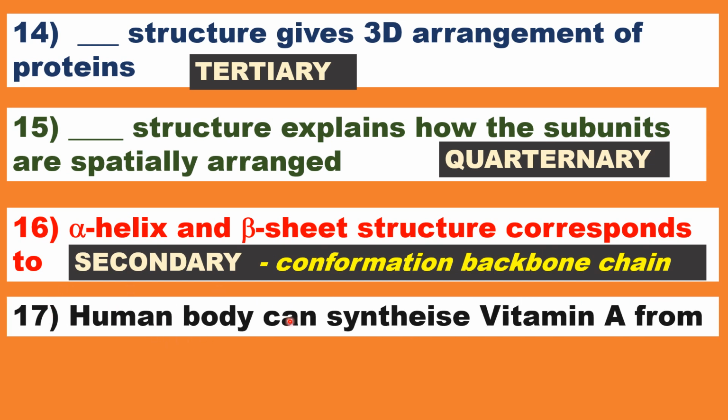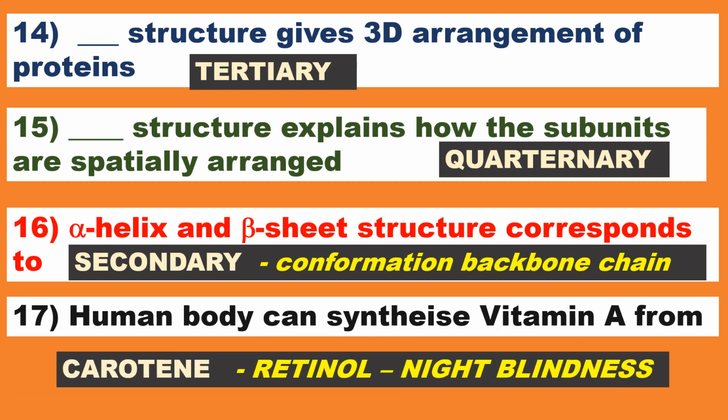17th question. Human body can synthesize vitamin A from dash. Carotene. Carotene is present in carrot. It is converted into retinol. It is called provitamin. Carotene in carrot is converted into retinol in our body. Its deficiency disease is night blindness. You won't see in the night.